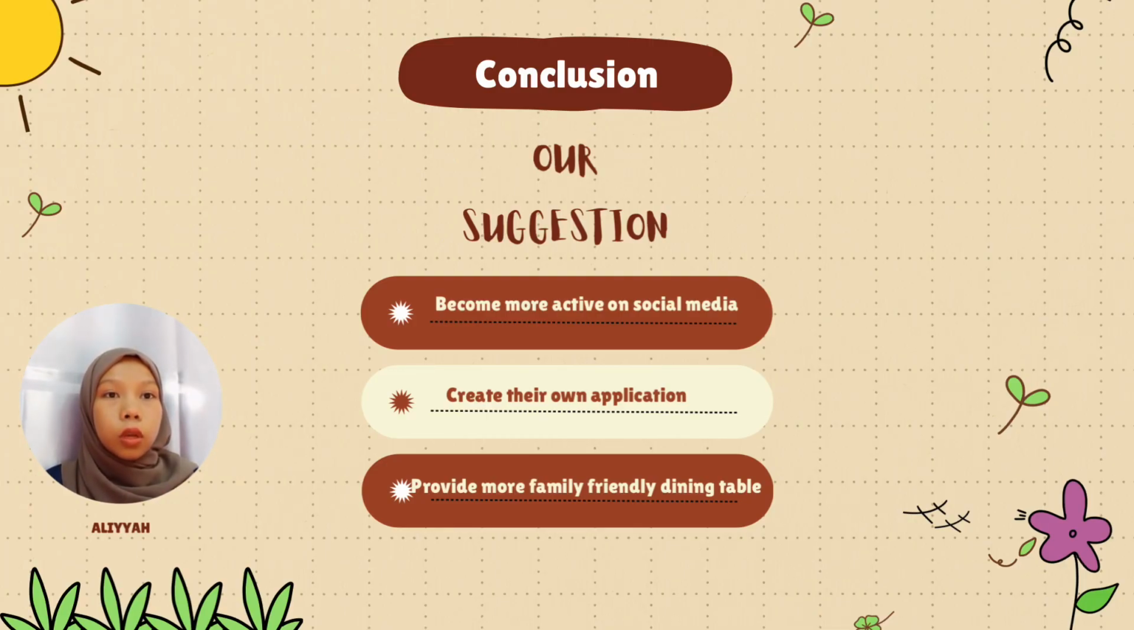So for conclusion, we suggest that NAMK become more active on social media to keep their customers updated. Next, they should create their own application to make it easier for their regular customers to order via the app. Lastly, they need to provide more family-friendly dining tables at their restaurant.